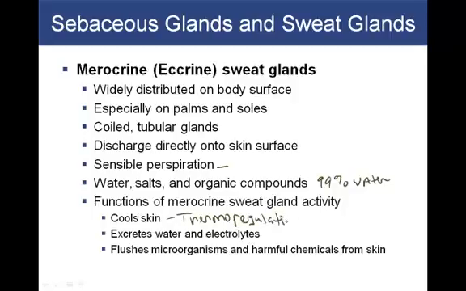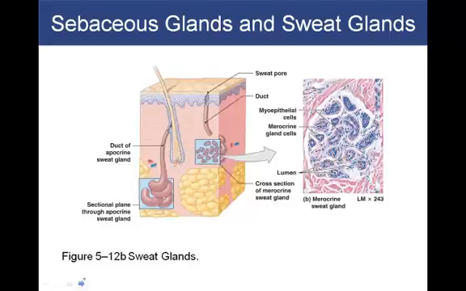When the body becomes too warm, a nervous signal helps trigger the release of this merocrine sweat, which helps to cool down the body. Other functions of the merocrine sweat would be the excretion of water and some electrolytes, and it also helps in flushing microorganisms and other substances from the skin. Here's figure 5.12b, and again it shows the merocrine type sweat gland.